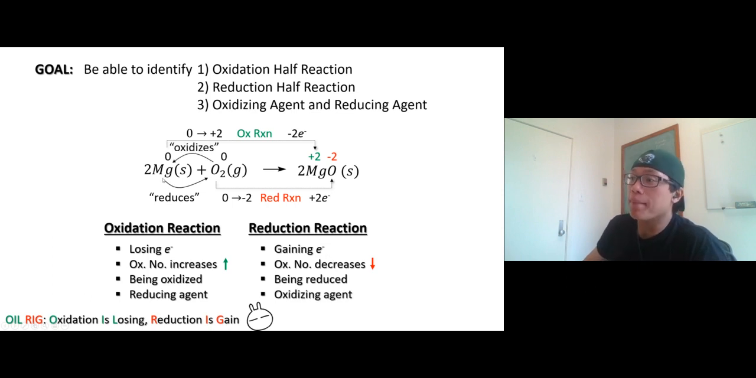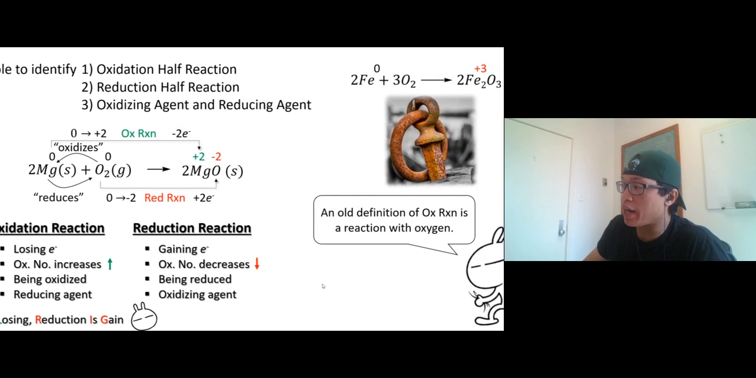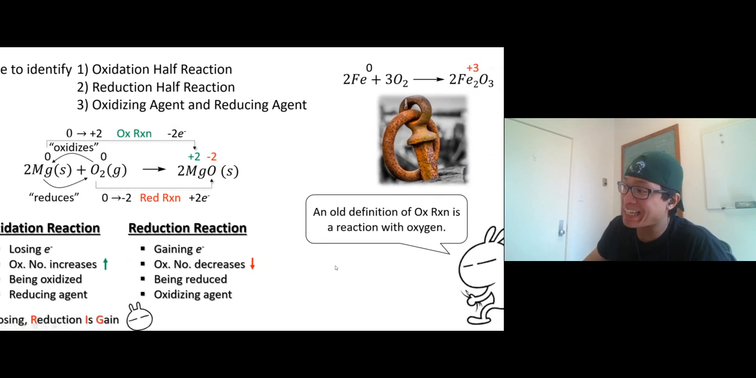Oxygen oxidizes, right? Because magnesium undergoes an oxidation reaction, someone else has to make that happen. Magnesium by itself is not going to undergo oxidation. Who does that? Oxygen does. So oxygen is oxidizing magnesium, and we call oxygen an oxidizing agent. In the old definition, an oxidation reaction is a reaction with oxygen. In this case, oxygen oxidized iron: iron 0 becomes +3, and iron is reducing oxygen, oxygen 0 to -2.